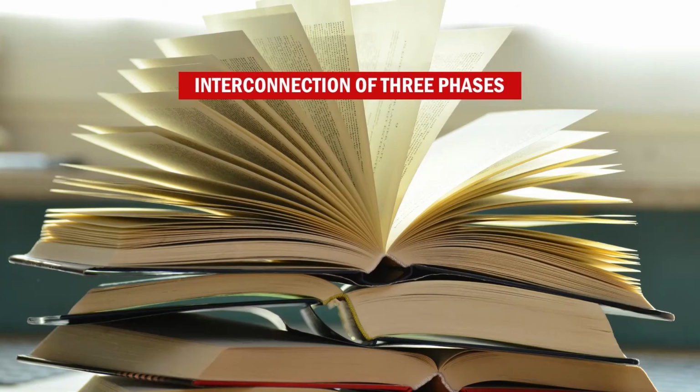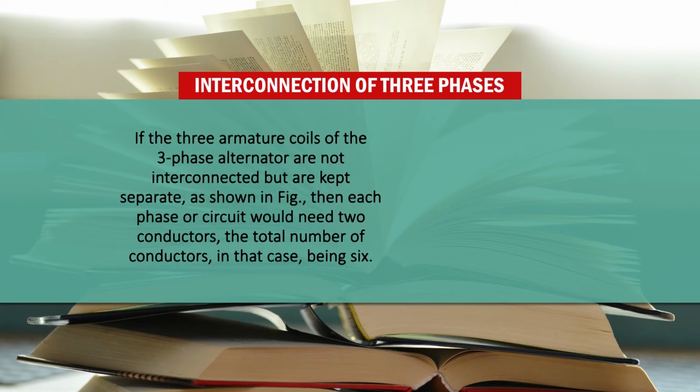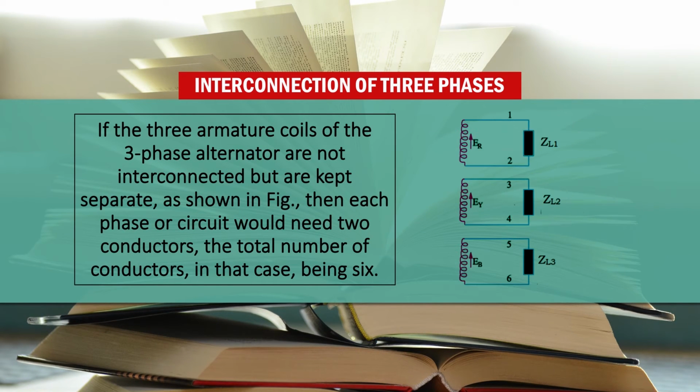First of all, we are going to discuss interconnection of the three phases. Here you can see in the figure. If the three armature coils of the three-phase alternator are not interconnected but are kept separate as shown in the figure, then each phase or circuit would need two conductors. So the total number of conductors in that case would be 6.